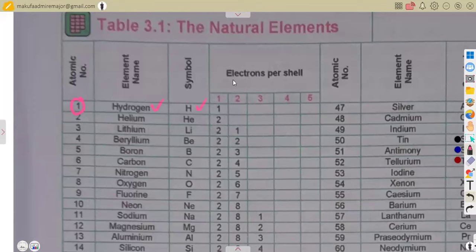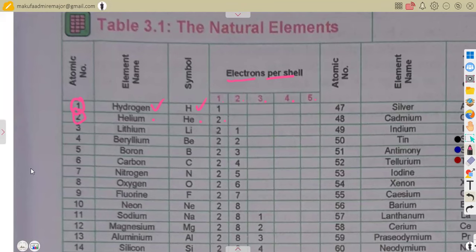So these are electrons per shell. Remember the first one, the second one, the third one, the fourth one, the fifth, and so on. We just have one electron, so that is going to be 1. That is what you're given. Atomic number 2 is helium, the symbol for helium, and so on.